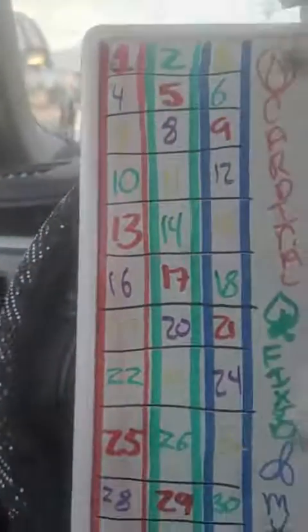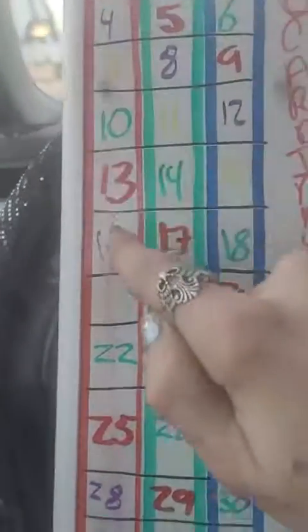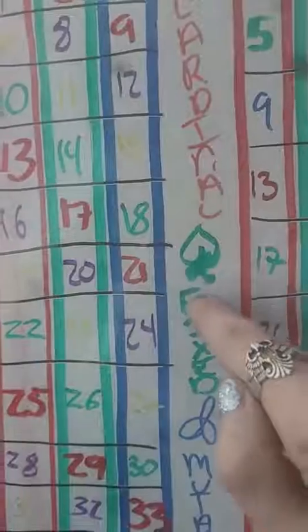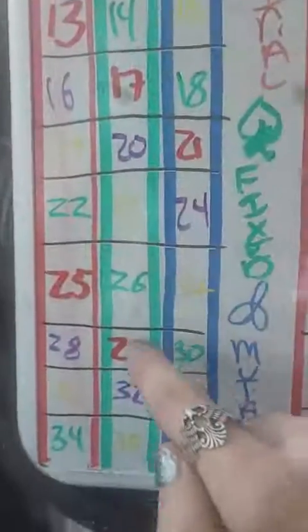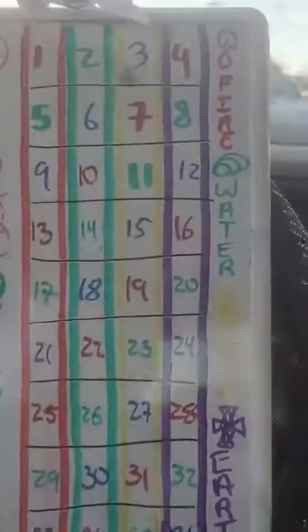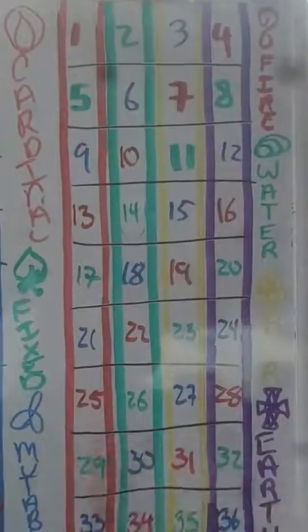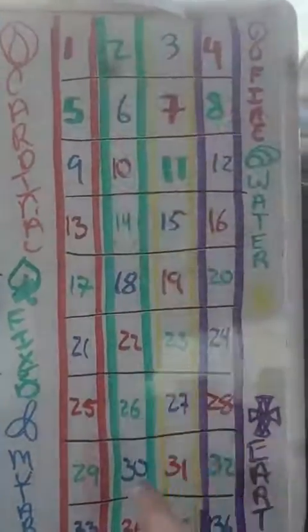Let me show you. So here is representing cardinal placements. I have it right here, cardinal placements, right? This whole line represents cardinal placements, right? And then the middle line represents fixed placements, right? And then the mutable, or this last blue line, represents mutable placements. And now over here, I did the opposite thing where we have the elements, right? This line represents fire, red. This line represents water, green. This line represents air, yellow. It's a little hard to see. And then this line represents earth, purple.